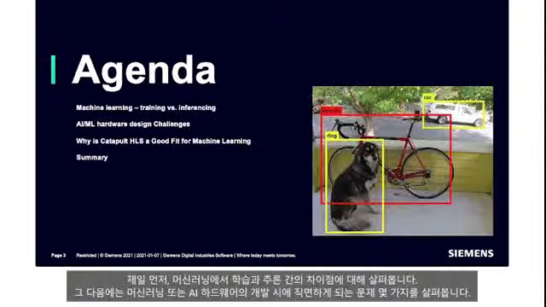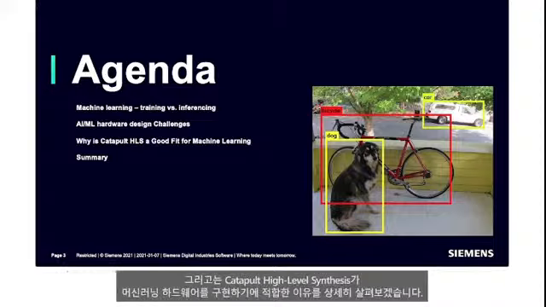First, we'll talk about the differences between training versus inferencing in machine learning, then some of the challenges when building machine learning or AI hardware, and then we'll look at the specifics of why Catapult high-level synthesis is a good fit for implementing machine learning hardware.